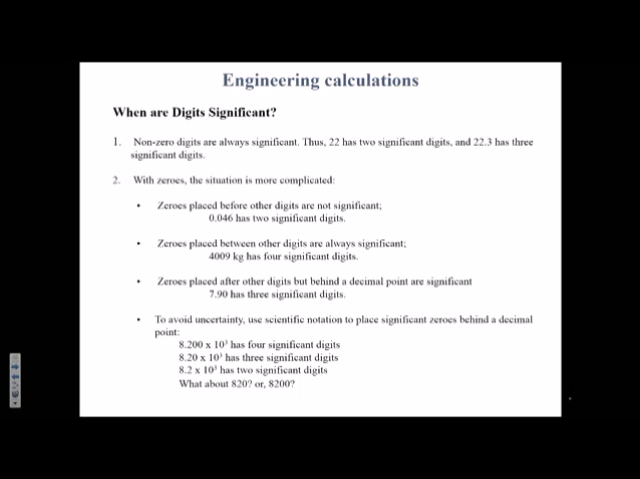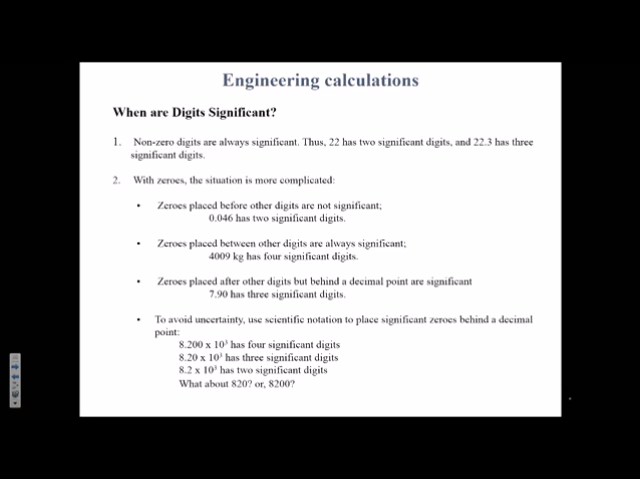So number one rule is that non-zero digits are always significant. Now, I'm sure some of you have seen this before in your high school classes, but let this be the refresher, and if there is something that you don't remember, maybe this will help with that. So non-zero digits are always significant. Okay? So 22 has 2 sig digits, 22.3 has 3 sig digits.